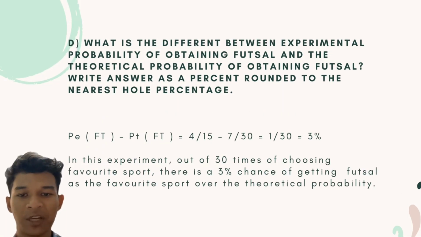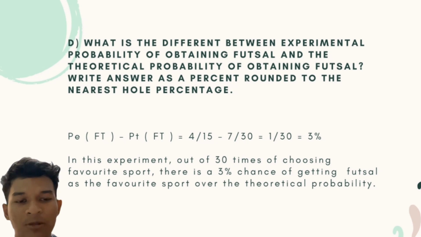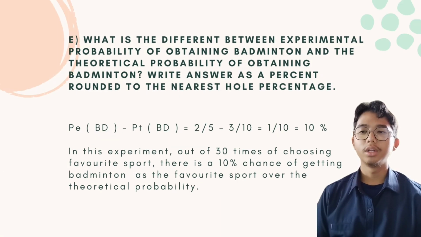Question D. What is the difference between the experimental probability of obtaining futsal and the theoretical probability of obtaining futsal? Write the answer as a percent rounded to the nearest whole percentage. In this question, we need to use the formula: probability experimental minus probability theoretical. So for probability experimental, we got 4/15 minus probability theoretical 7/30. So the answer we get is 1/30. For the answer, we need to change it into a percentage. So 1 over 30 times 100 and we got 3%. So we can calculate in this experiment, out of 30 times of choosing favorite sport, of getting futsal as the favorite sport over the theoretical probability.